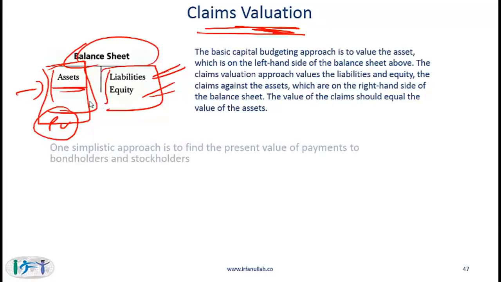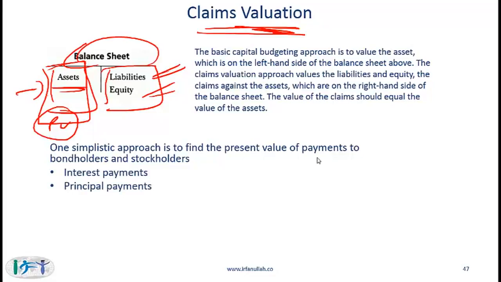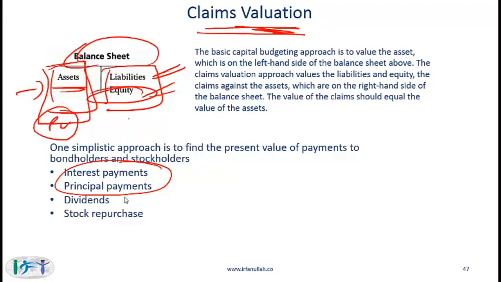So how can you do this? There are many different ways, but the most simplistic approach would be to say, okay, find the present value of interest payments and principal payments. That will give you the value of liabilities. And then find the present value of any money that the equity investors will get. That's the dividends and stock repurchases. So these two will help value equity. Is this the only way? Not necessarily. This is a simplistic method.